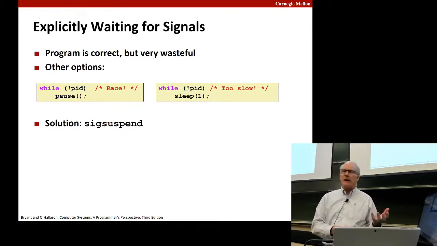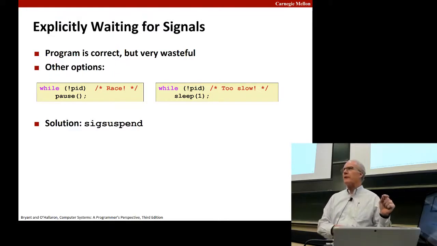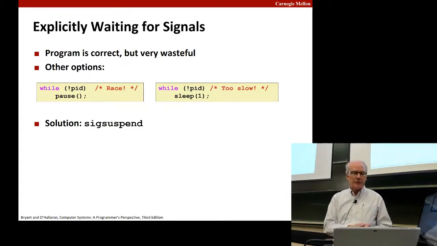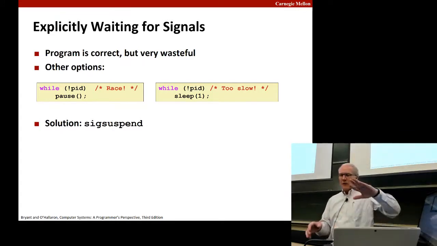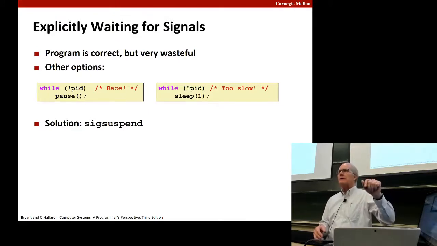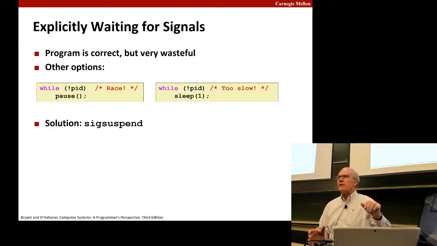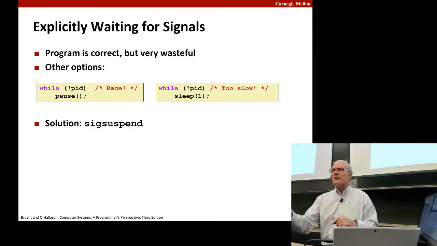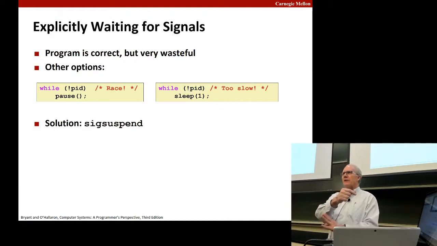And so this code kind of works, but not quite. And the reason is there's a race condition. Anyone see what the race condition is? It's actually a little bit tricky. So imagine this program checks this value PID and sees that it's still 0. And so it says, oh, I'm going to jump into pause. But before it can start that, zing, comes this SIGCHLD.